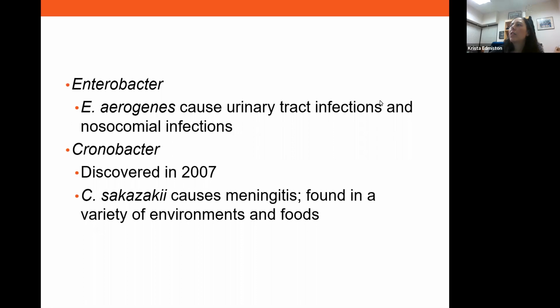Enterobacter is another cause of, Enterobacter causes urinary tract infections. If you have a UTI, it's probably either E. coli or Enterobacter. Since they're both in the same family, they can be treated with the same antibiotic and you can usually very easily get rid of that UTI. Cronobacter, which was discovered in 2007 as a causative agent of meningitis, is found in a variety of foods and environments.